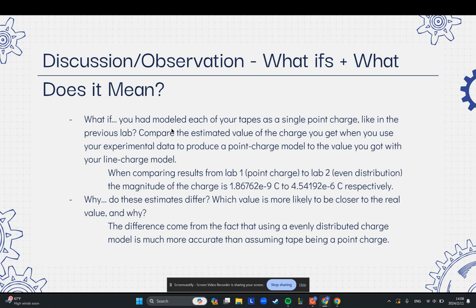And why these differ is the fact that now we are using an evenly distributed charge, and each single charge produces its electric field on the top tape. And since this model is much more accurate when compared to the model we had in Lab 1, where we assumed that they are concentrated as a point charge, that will cause the difference between our results of Lab 1 and Lab 2. That's it.